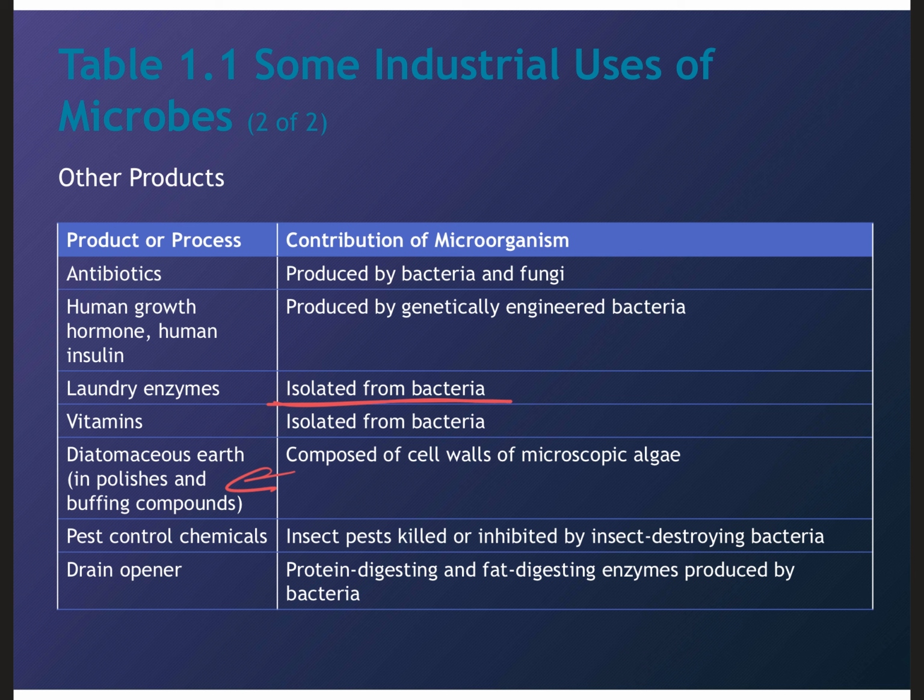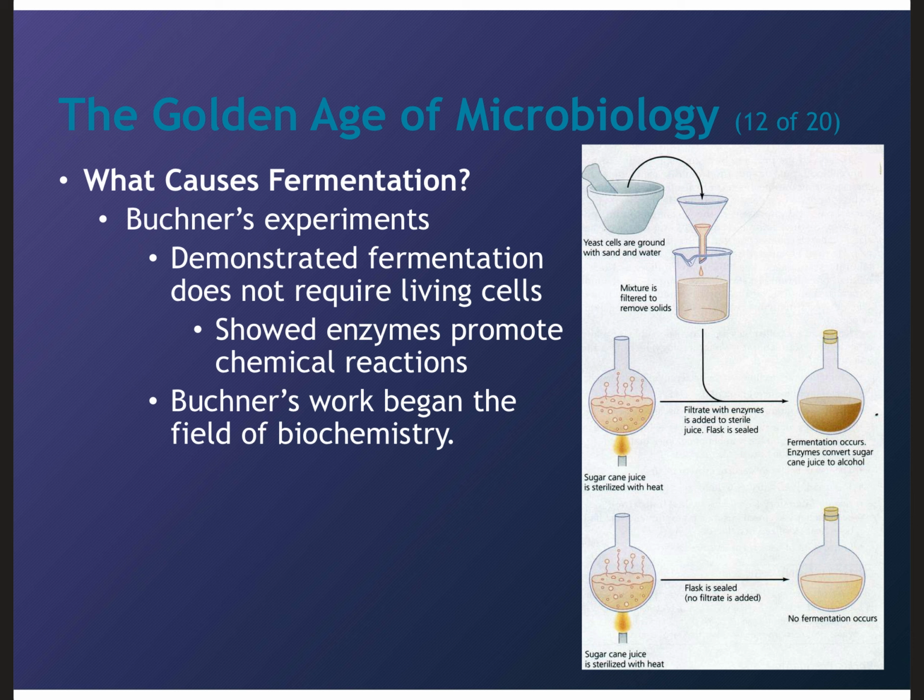And then drain opener, protein digesting and fat digesting enzymes. Yeah, be careful with drain cleaners. Really not safe. All right, so what causes fermentation? Continuing on here. Buchner's experiments demonstrated that fermentation does not require living cells, right? So what did Buchner do? He basically isolated the enzymes from inside the cells, and he showed, hey, you can just use the enzymes. You don't actually have to use the bacteria to do it. And so Buchner's work actually began the field of biochemistry. So this is kind of the start of that.